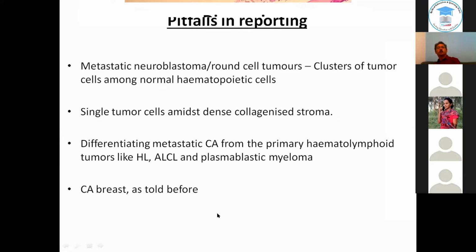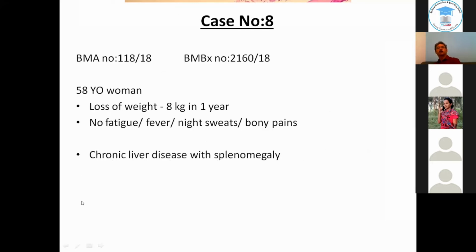So when you look at a bone marrow, be careful not to mistake metastatic neuroblastoma or round cell tumors, which are hiding amidst normal hematopoietic cells, single tumor cells amidst collagenized stroma. Don't mistake them for a Hodgkin's or an ALCL or a plasmablastic myeloma, the last of which I have seen and had a problem with. And like I said, a CA breast, you have to do immunostains before calling it normal.